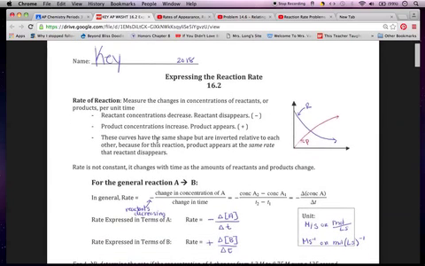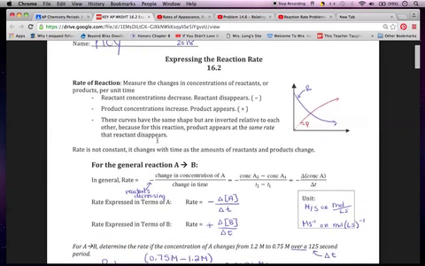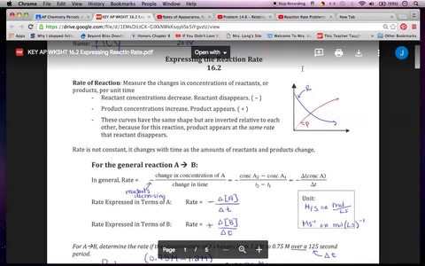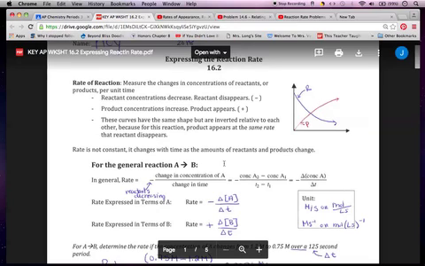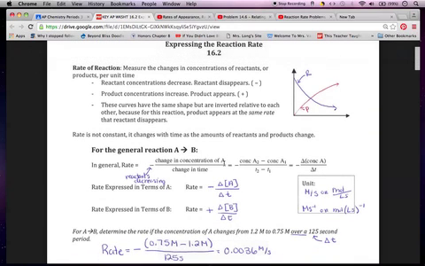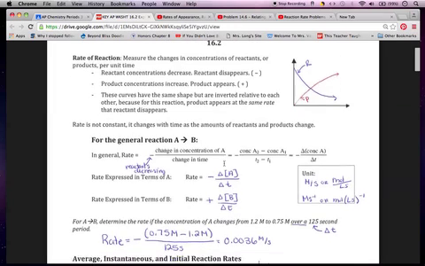All right, so rate of reaction is just measuring the changes in concentrations of reactants or products per unit of time. In general, when we have a forward reaction, the concentration of the reactants is going to go down as it gets consumed, and the concentration of the products is going to go up as they're getting produced. They have a similar shape, but they're inverted relative to each other because the products are going to appear at the same rate as the reactants disappear in a 1-to-1 ratio. Keep in mind, if you have a different ratio, then we're going to see the curves change a little bit.